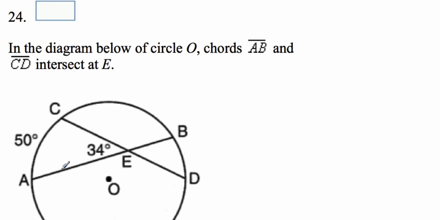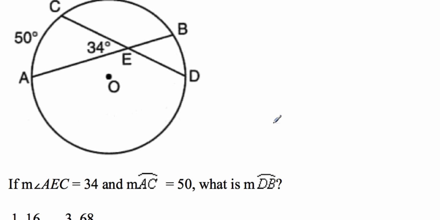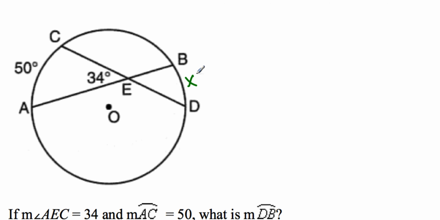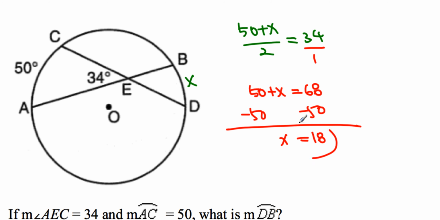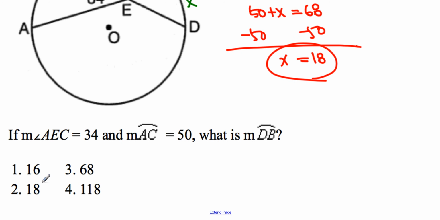All right, in this case, we are looking for the measure of arc BD. So I'm just going to call this one x. Then what can we say? That's right, 50 plus x divided by 2 must be equal to 34. Then I can put this one over 1 and cross multiply. So we get 50 plus x must be equal to 68. By subtracting 50, you can see that x must be equal to 18 degrees. So 18 becomes our answer.